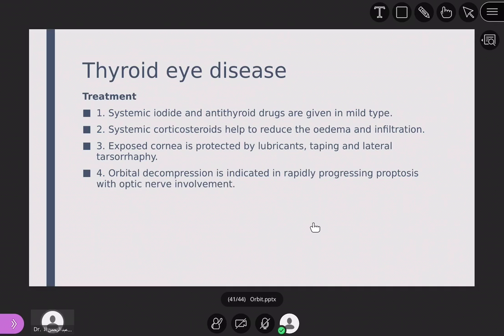So treatment: systemic iodide and antithyroid drugs are given in the mild type. Systemic steroids help to reduce edema and infiltration. Exposed cornea is protected by lubricants, taping, and lateral tarsorrhaphy. Orbital decompression is indicated in rapidly progressing proptosis and optic nerve involvement. If the optic nerve is involved, it means that something is pressing on the optic nerve, and you need to decompress this pressure by orbital decompression.